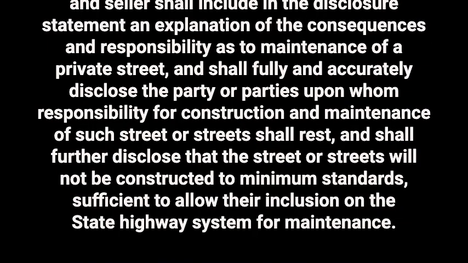If the street is designated by the developer and seller as a private street, the developer and seller shall include in the disclosure statement an explanation of the consequences and responsibility as to maintenance of a private street, and shall fully and accurately disclose the party or parties upon whom responsibility for construction and maintenance of such street or streets shall rest, and shall further disclose that the street or streets will not be constructed to minimum standards sufficient to allow their inclusion on the state highway system for maintenance.